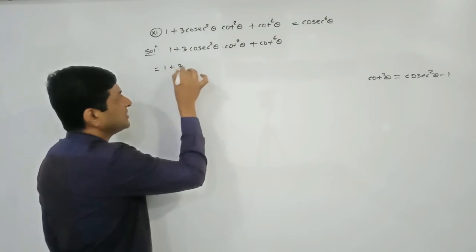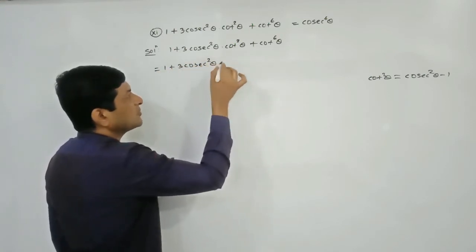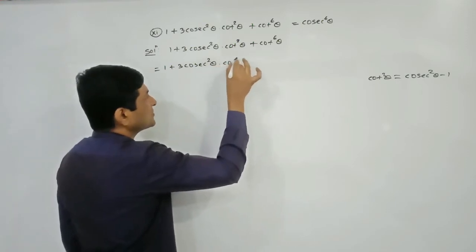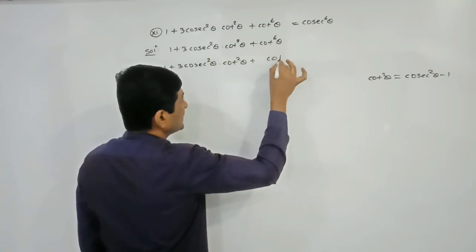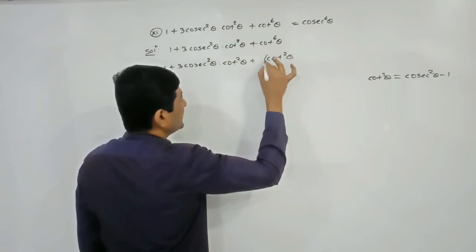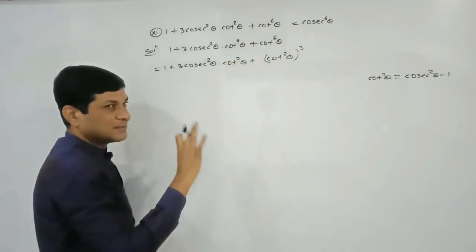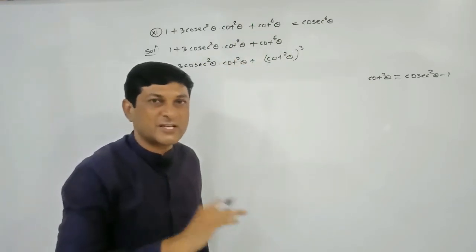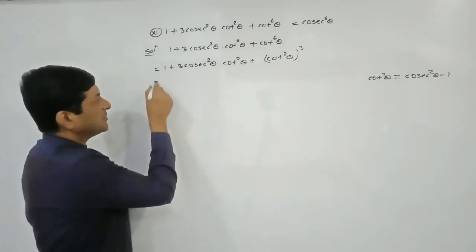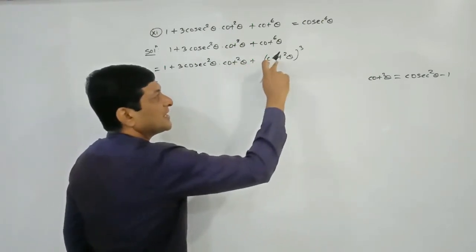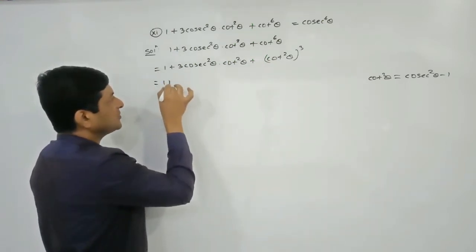1 plus 3 cosec theta raised to power 2, keep it as it is, into cot square theta also as it is. Now this cot theta raised to power 6, can I write it as cot square theta raised to power 3? Yes, 3 into 2 is 6. This can be written using laws of exponent, or we can say laws of indices. So now here also cot square is there and here also cot square. So we are able to apply this identity.